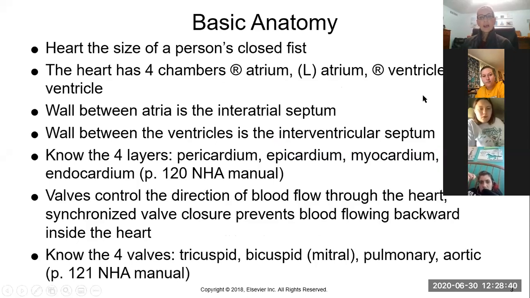Okay, so this is my little synopsis of basic anatomy, okay? So the heart is the size of a person's closed fist usually. The heart has 4 chambers, the right atrium, left atrium, right ventricle, and left ventricle. The wall between the atria is the interatrial septum. The wall between the ventricles is the interventricular septum, okay? Then we already learned about the 4 layers.